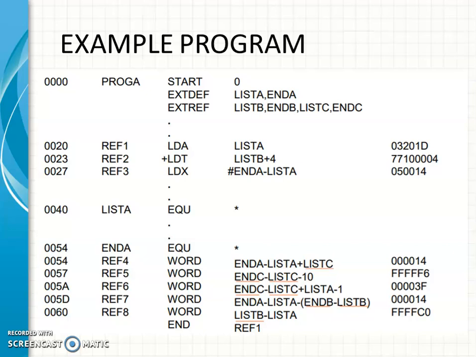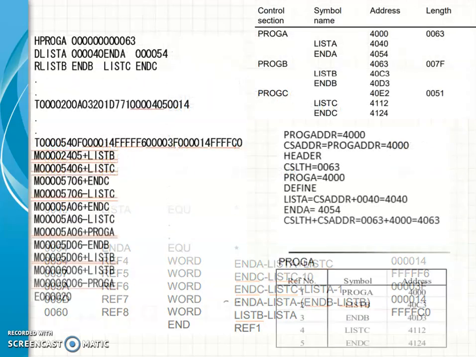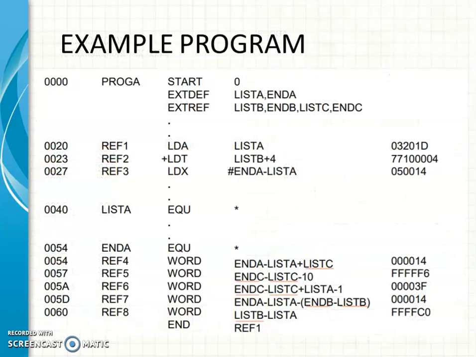So we can consider an example that we have discussed earlier related to the three programs, program A, program B and program C. Starting with program A, here you have some external definition symbols and external reference symbols. The starting address is given as 0. Based on that, some addresses will be assigned for the variables or the labels.